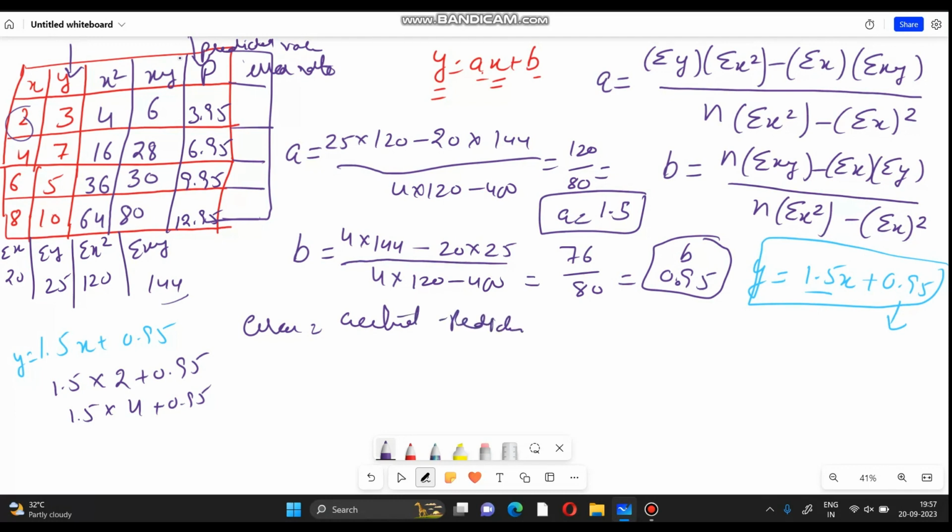So we will take the difference between this, that is between 3 and 3.95. So we get over here 0.95. Here we get 0.05. Here we get 4.95. Here we get 2.95.